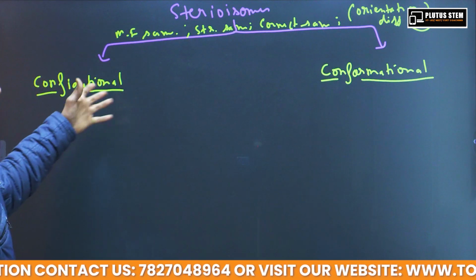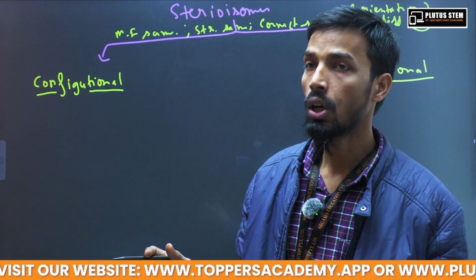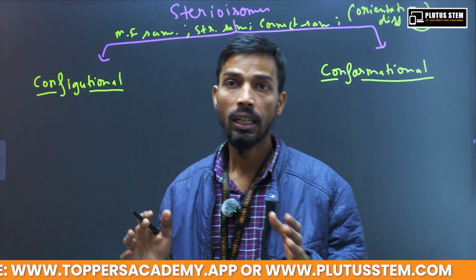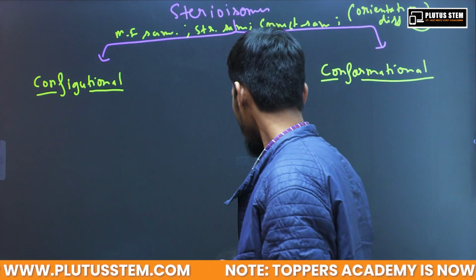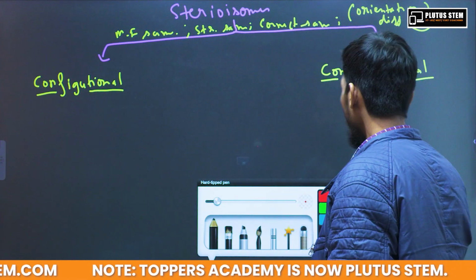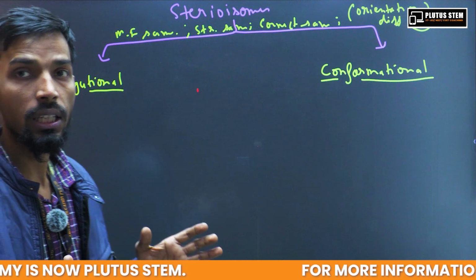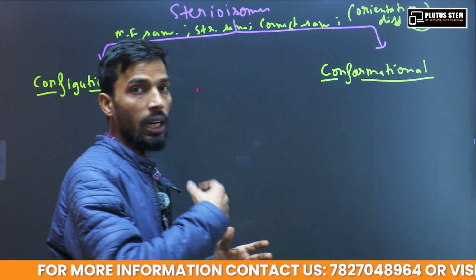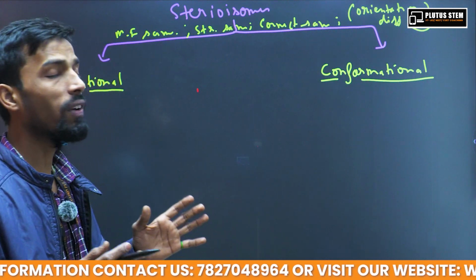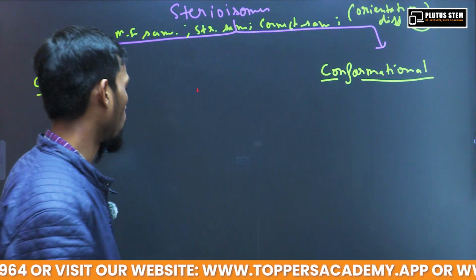Configurational isomerism and conformational isomerism. So what is the thing which we are going to see over here? The major difference between these two is that there will be a difference in the orientation. In conformational isomers, we will see the rotation around a single bond. This different orientation will arise due to the rotation around a single bond.